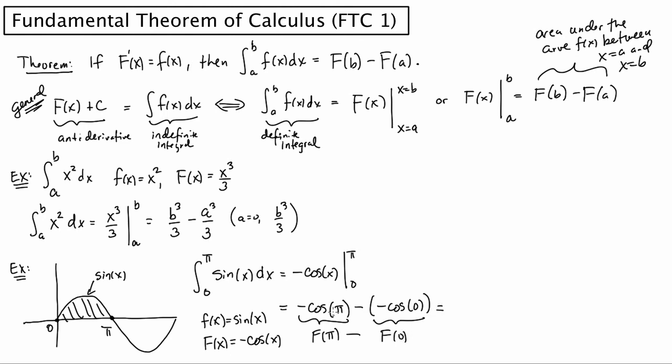And those values are: cosine at pi is negative 1, so this is negative negative 1, minus cosine of 0 is 1, so it's minus a negative 1. Be very careful with your negatives when you do antiderivatives like this. So this is just 1 plus 1, or 2. And so the area under that curve is equal to 2.